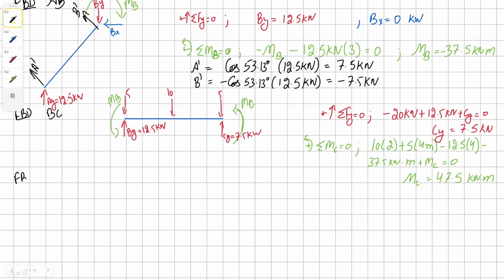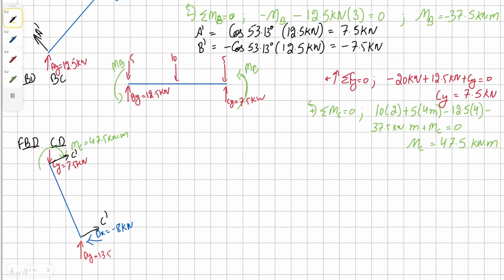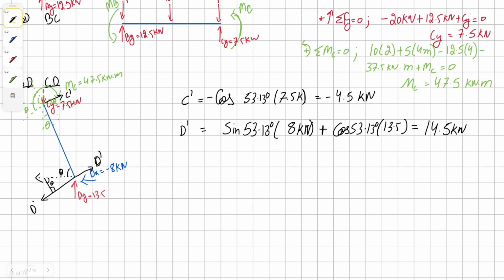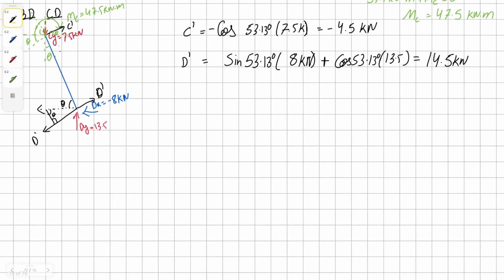Now we can proceed to member CD. I have all the required forces for member CD. The only thing I need is vectors perpendicular to the beam in order to draw our shear and moment diagrams. And I've named these as C prime and D prime. Converting our horizontal and vertical components to perpendicular to member CD, we have our solutions for C prime as negative 4.5 kilonewton and for D prime as 14.5 kilonewton. Now, using all these values, we can proceed to drawing our shear and moment diagrams.